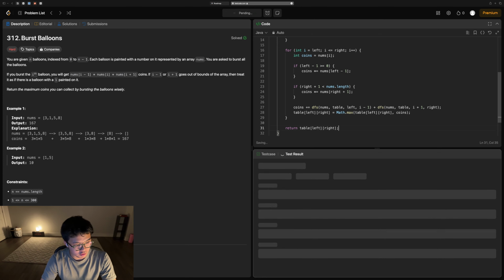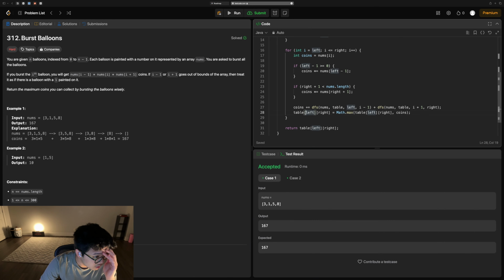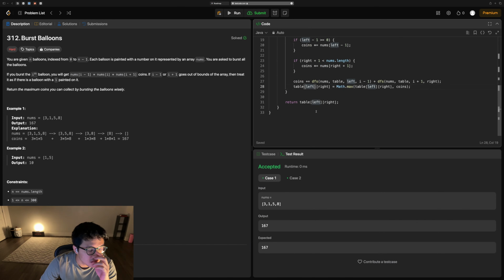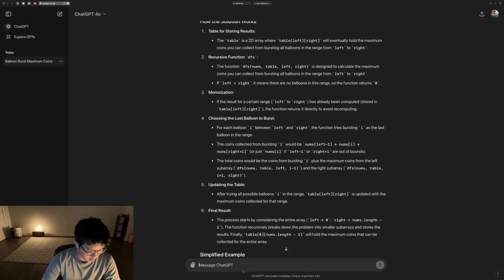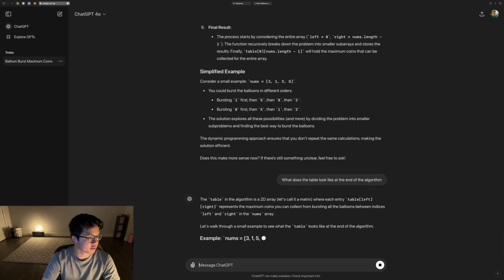And then for the reason why I said it was genius again was because of just how it's positioning the array. It's pretty genius. I wonder what the array looks like. What does the table look like at the end of the algorithm? Yeah, I do wonder what the table looks like. To be honest, GPT is probably too dumb to figure that out.